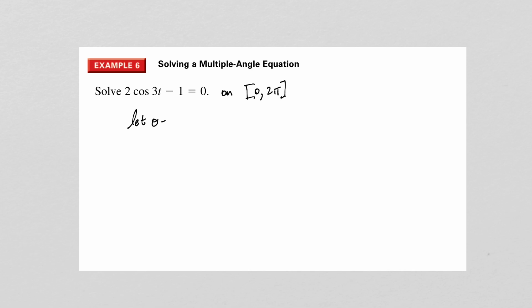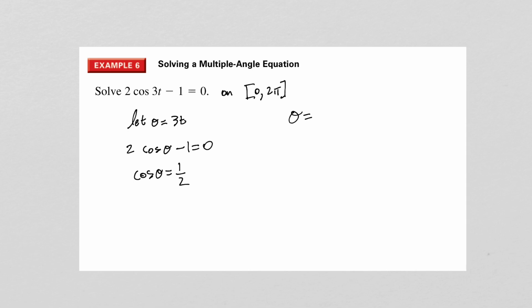I'm going to let theta equal 3t. Then we're going to go ahead and just solve that equation for theta to start. So 2 cosine theta minus 1 equals 0. All right, so isolate your trig. So I'm going to add 1, divided by 2. Cosine theta is 1/2. And I'm going to generalize solutions here.